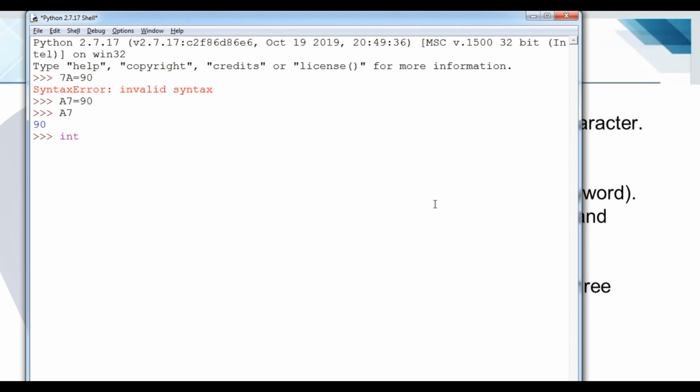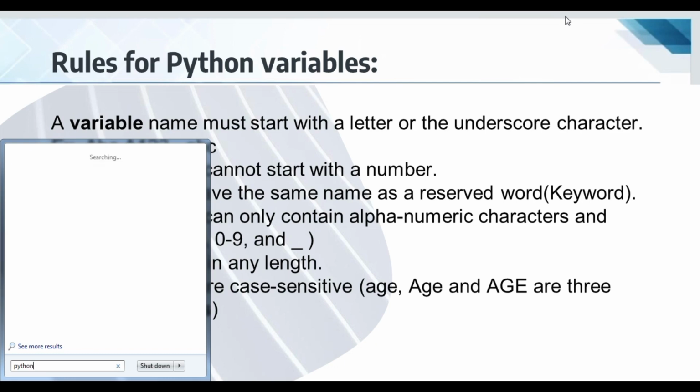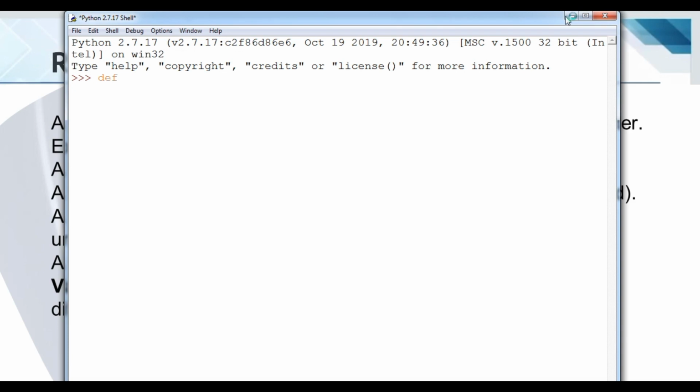That may be some type of keyword. I have taught you in an earlier video, there are 32 keywords, like def, int, continue, break. So we can't make such variables. So here you can say def equals 90, it will be an error because def is a keyword.